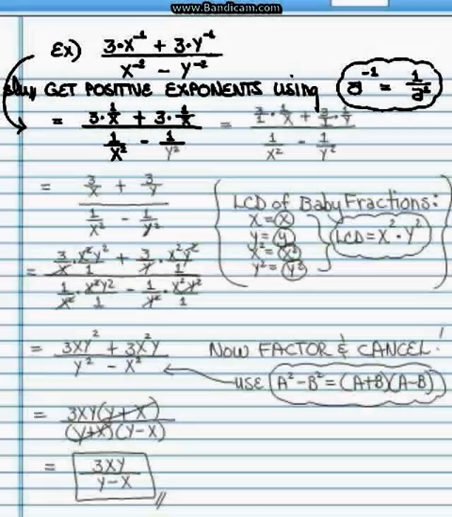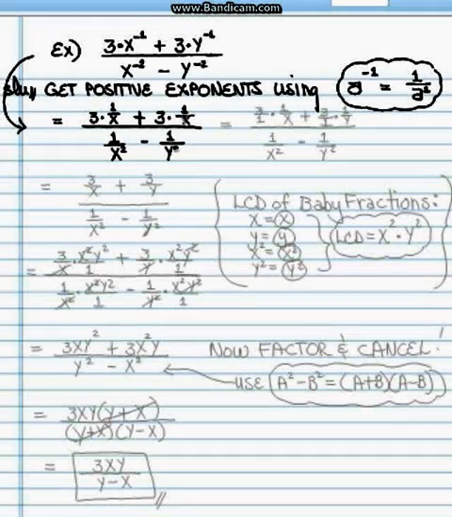3 times 1 over x. It's just the x that turns upside down. That's to the positive 1 power, but there's no sense in writing x to the positive 1. It doesn't make it any different than x. Then we have 3 times 1 over y to the 1 power. And then we have 1 over x to the positive 2 power minus 1 over y to the positive 2 power. Oh, I see an error right there. That should be a y, not an x. Okay.